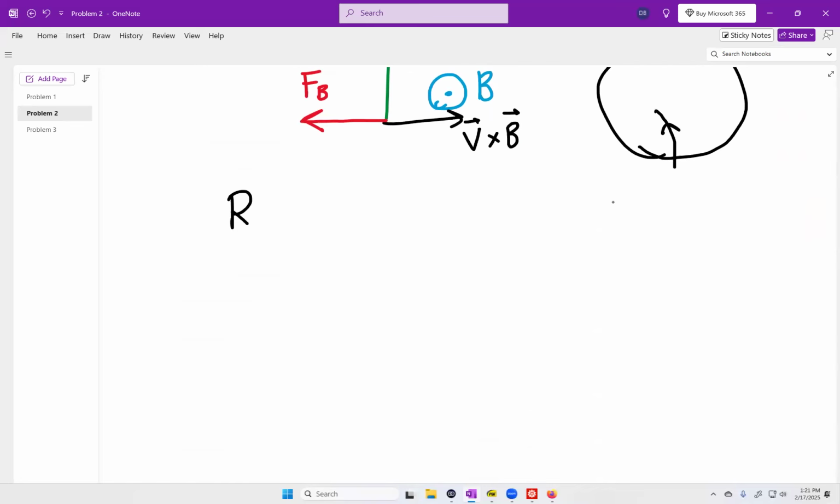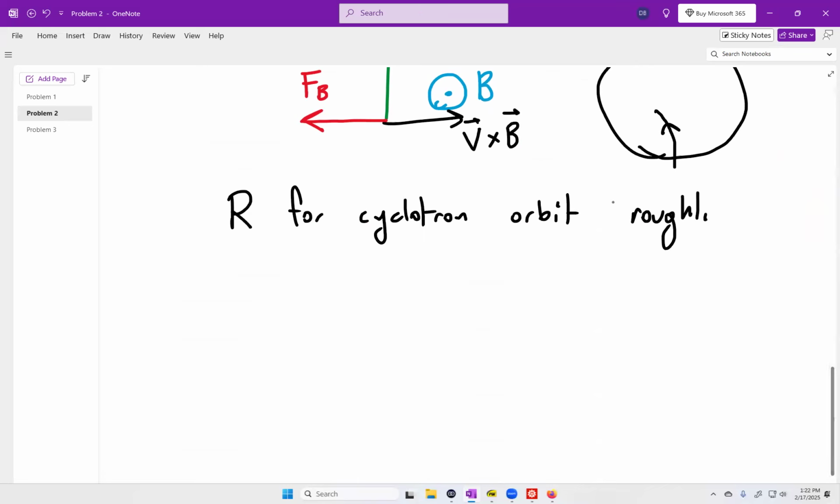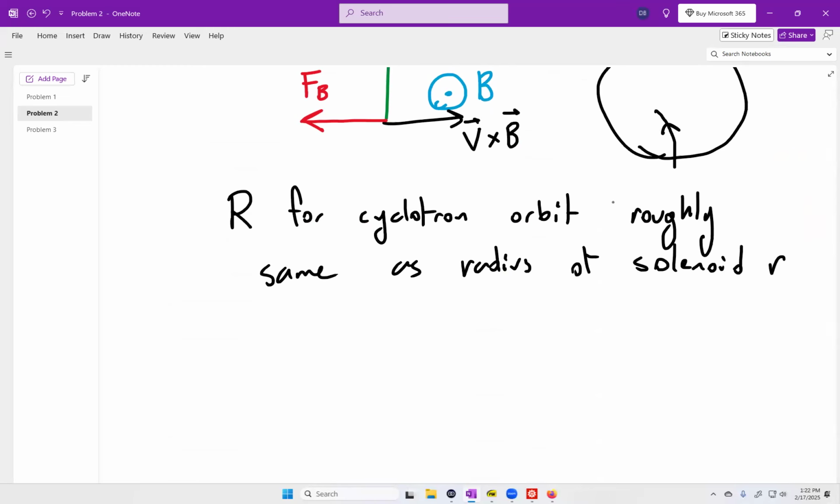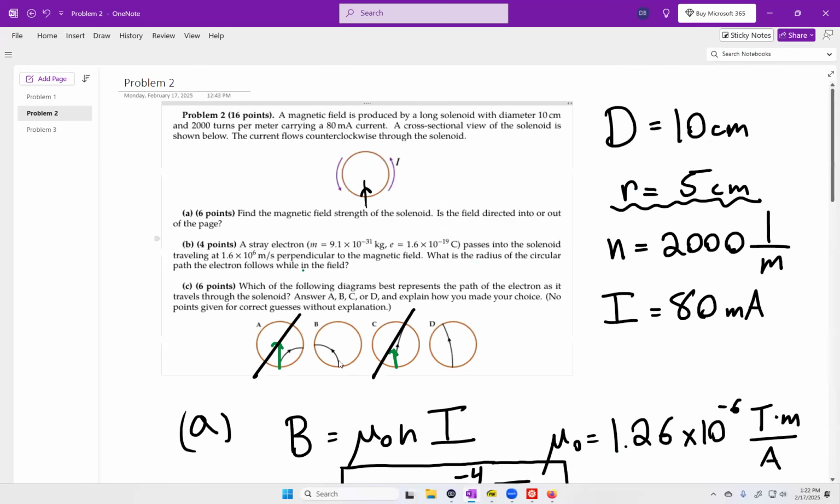So these two, the cyclotron radius and the solenoid radius, big R and little r, are about the same. Right? Or at least one is not drastically larger than the other. So that means in our picture, we want to pick the one where the radius of the orbit and the radius of the solenoid are about the same. And that's going to be B.